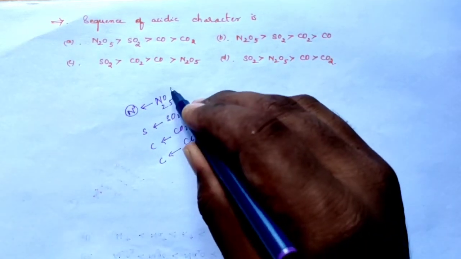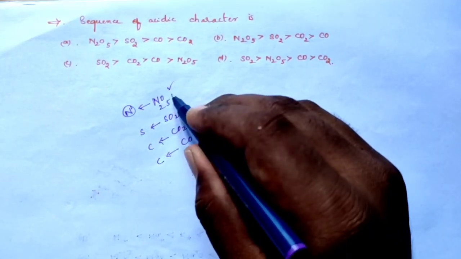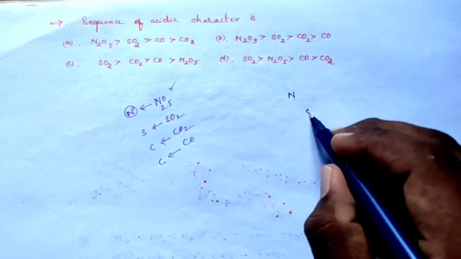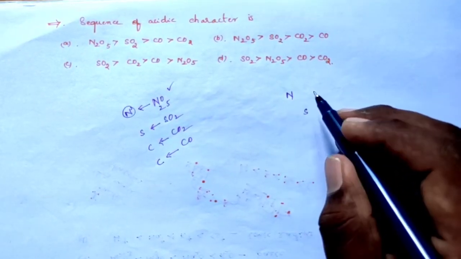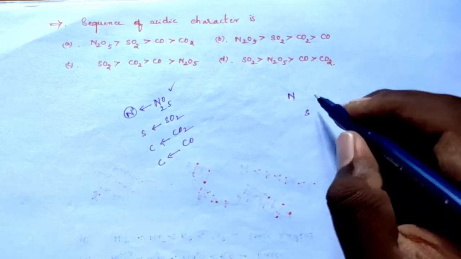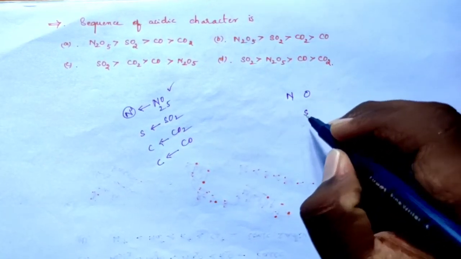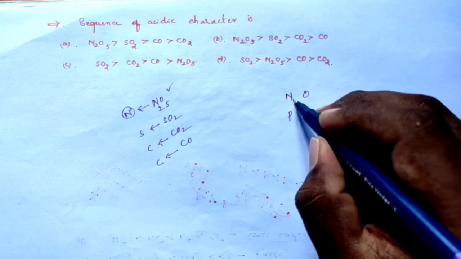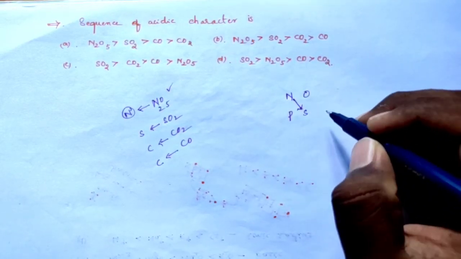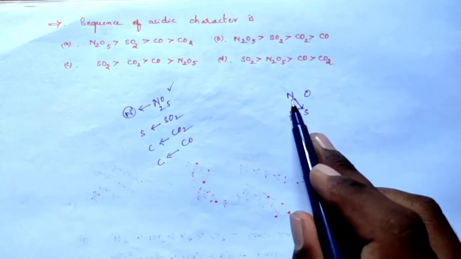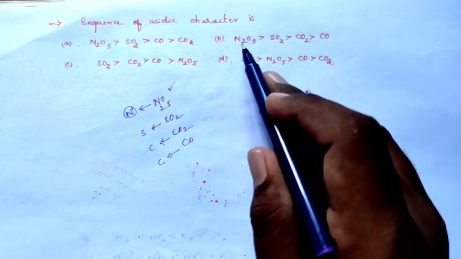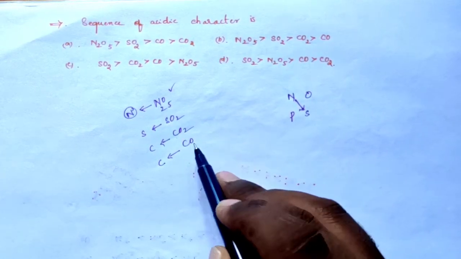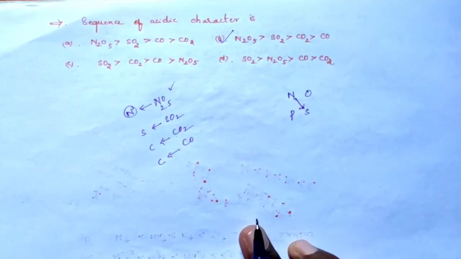That's why N2O5 has more acidic character, followed by sulfur, which is existing beside the group of nitrogen and downwards. So here oxygen will be present, and here phosphorus will be present. So across the period, acidity is decreasing here. That's why first N2O5 will have more acidic character, followed by SO2, and next CO2 and CO. This is the correct answer. Let us discuss one more.